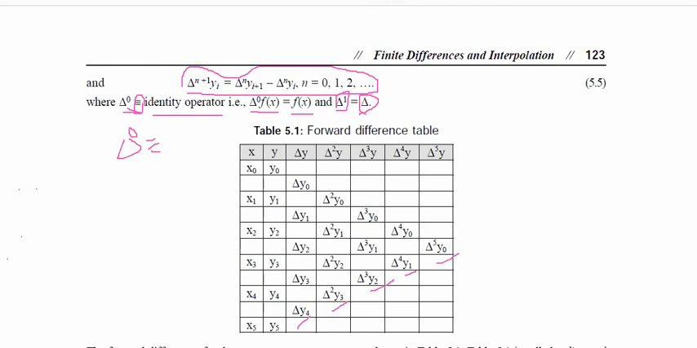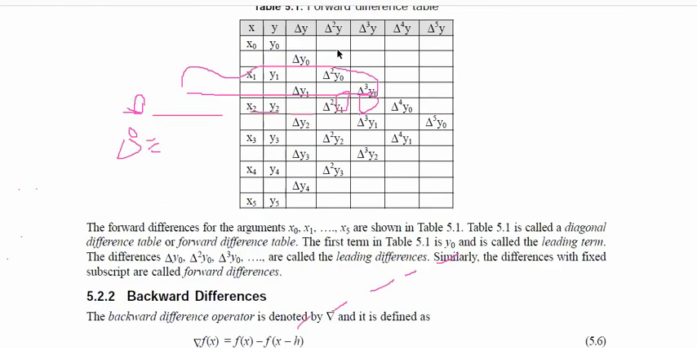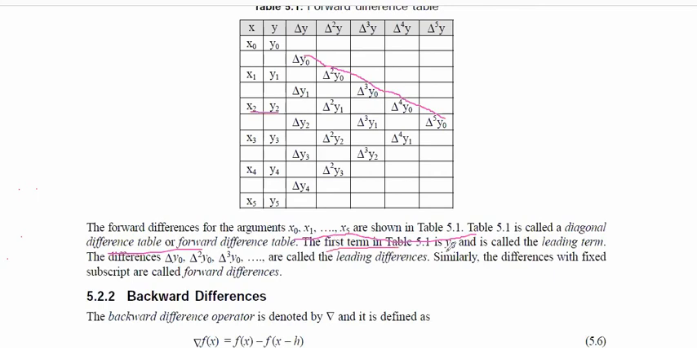Now I come to this line. This line, this difference, involving y0. This diagonal line, the differences for the argument x0, are shown in the table and are called diagonal differences. Definitely they are the diagonal difference table. The first item in the table, this y0, is called the leading term. I have already explained this leading.